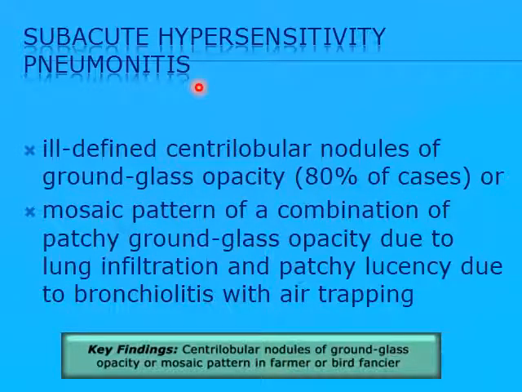What are the high-resolution features? Ill-defined centrilobular nodules of ground glass opacity in 80% of cases. Mosaic pattern of a combination of patchy ground glass due to lung infiltration and patchy lucency due to bronchiolitis and air trapping. So the key here is ground glass opacity, either centrilobular or patchy ground glass with air trapping.